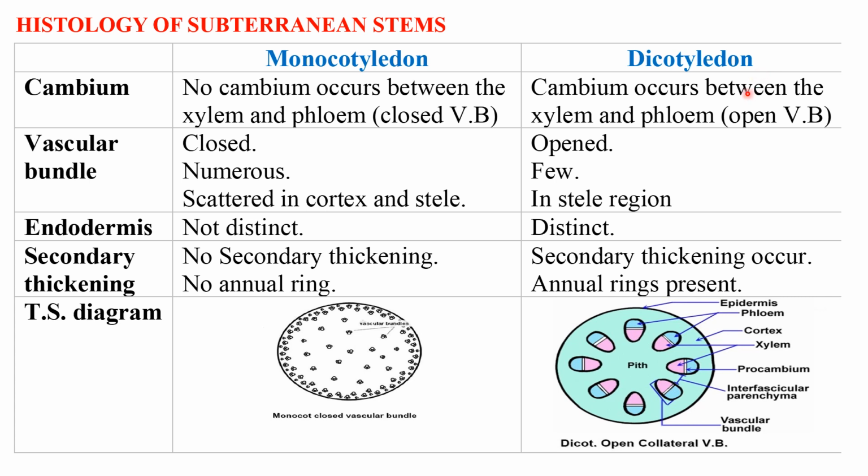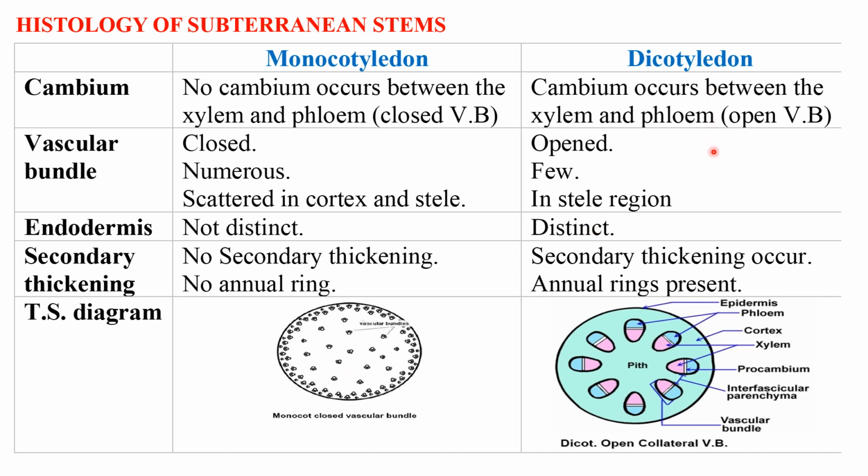At first, in the monocot, there is no cambium between xylem and phloem, and accordingly this vascular bundle is named a closed vascular bundle, which means it doesn't grow in size. So the plant forms numerous vascular bundles, and we will see here they are scattered across the whole transverse section, not only in the stele region but also in the cortex region. They are numerous, but small in size due to the absence of vascular cambium.